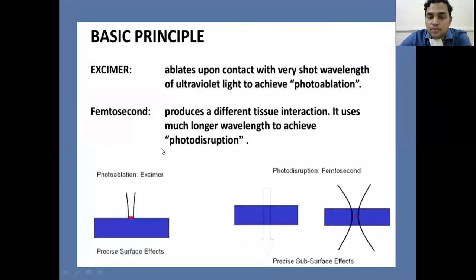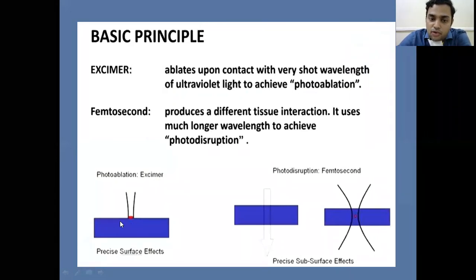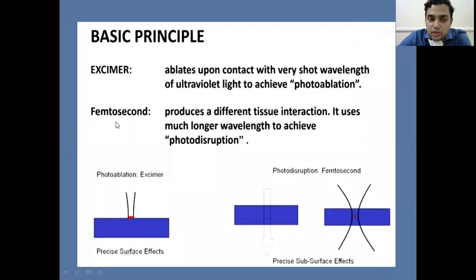So what is the basic principle involved in excimer laser? The excimer laser ablates the tissue at the site of contact only. Here in this red part, when we expose the tissue to the excimer laser, it ablates the tissue only at the site of contact. And it has a shorter wavelength when compared with the femtosecond laser.